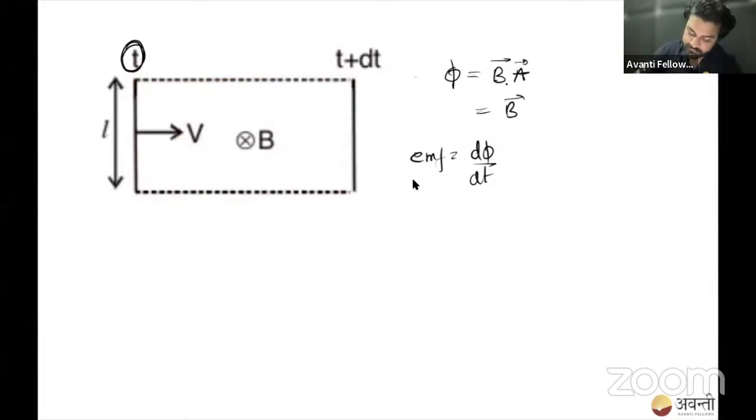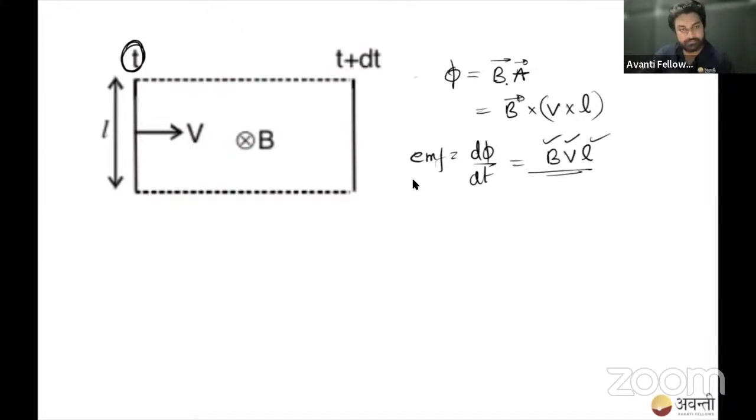So this much area is how much? First of all we will write magnetic field into area, and the area swept is velocity into length. Clear? So the final formula for EMF will be BVL, where B is magnetic field, V is velocity, L is the length.